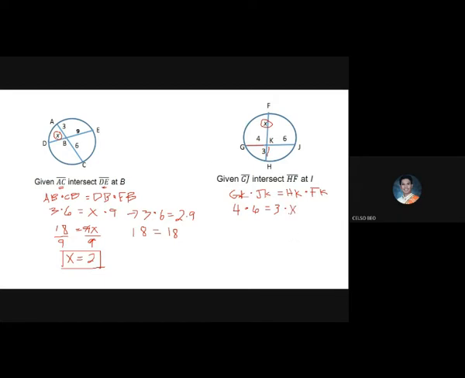So let us continue the process. 4 multiplied by 6 will give you 24. And 3 multiplied by x will give you 3x. Then after this, let us divide both sides by the numerical coefficient beside the variable. We have here 3, so we cancel the 3. 24 divided by 3, so your x is equal to 8. Okay? So, next.